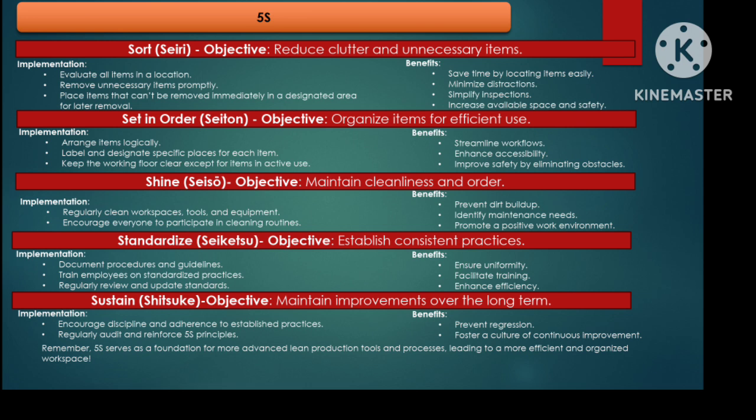Need to train employees on standard practices, and regularly review and update these standards as necessary as per your work stream. This helps in bringing uniformity in the process, provide the proper training to people, and enhance the efficiency.